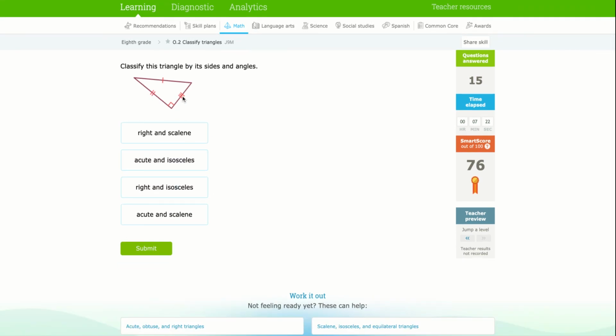All three side lengths are different. That's what one tick mark, two tick marks, or three tick marks mean, that they're different in lengths, but we do have a right angle. So I'm going to make sure I click the right one. We have a right triangle, and it's scalene. All three sides are different in length.